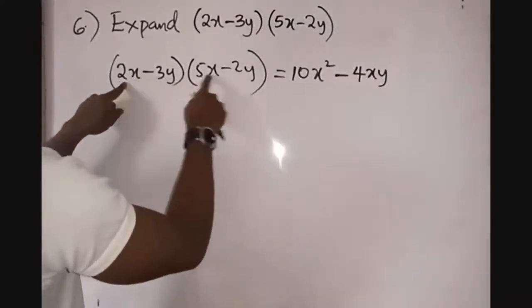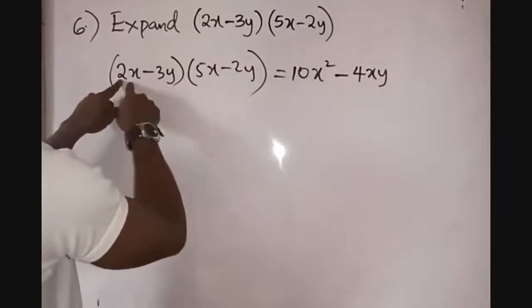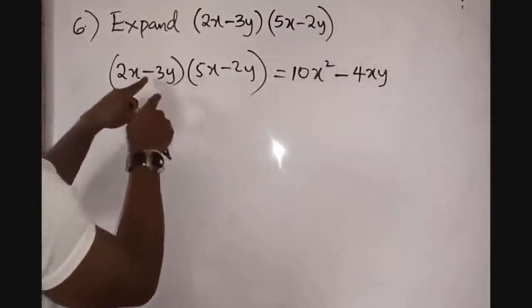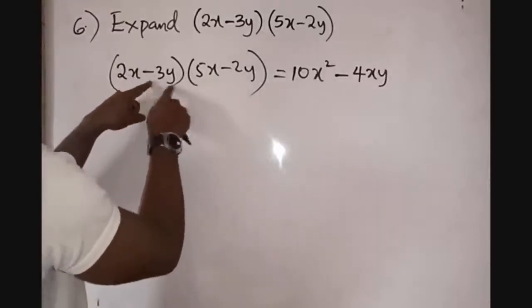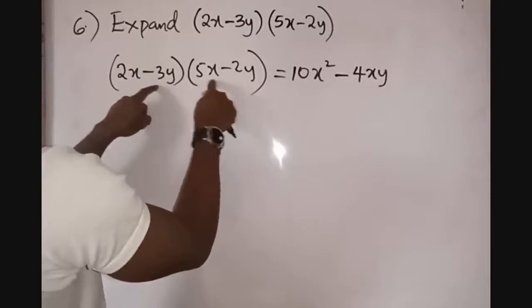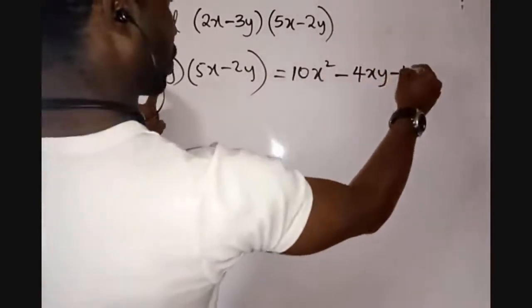This multiply this, I got this. This same number multiply this, I got this. So let's come to the next one. Don't forget the negative is there. So this multiplying this will give you minus 15xy.